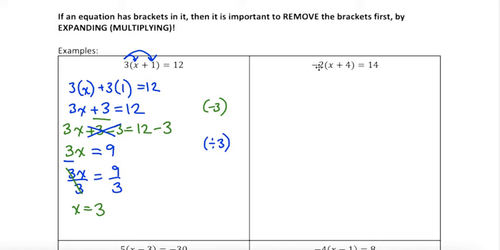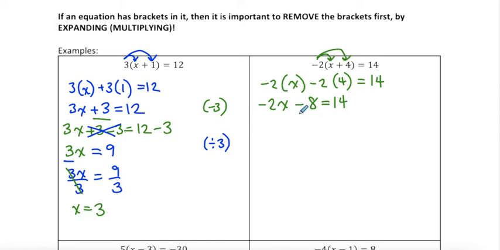This next one, we have negative 2 times x plus 4 is equal to 14. So we want to multiply everything inside of the bracket by the number in front of the bracket. So I'm multiplying negative 2 by x, and I'm multiplying negative 2 by 4. You will see this time I put a minus sign here because that's the sign that is associated with the 2. And that's equal to 14. Negative 2 times x is negative 2x. Negative 2 times 4 is negative 8. And now that I've eliminated that bracket, it's an equation that I know how to solve.